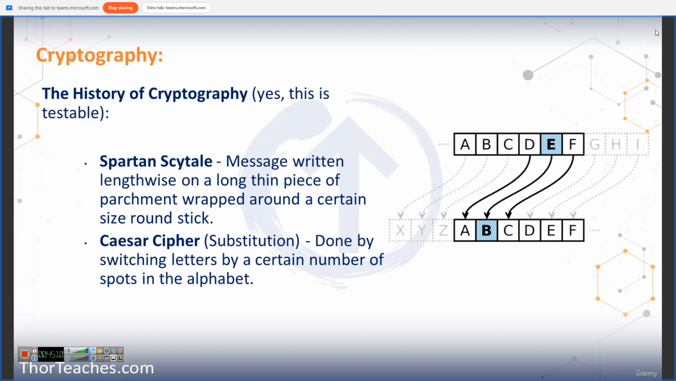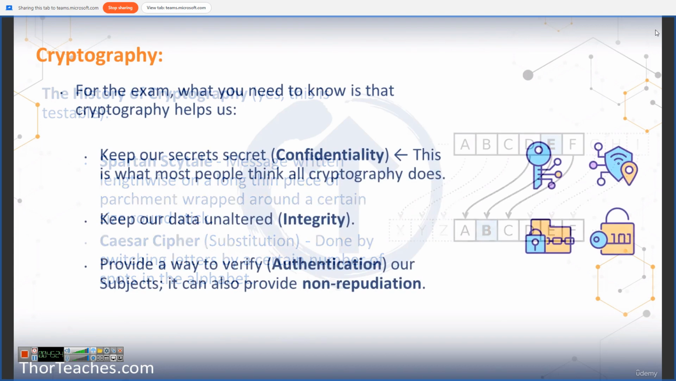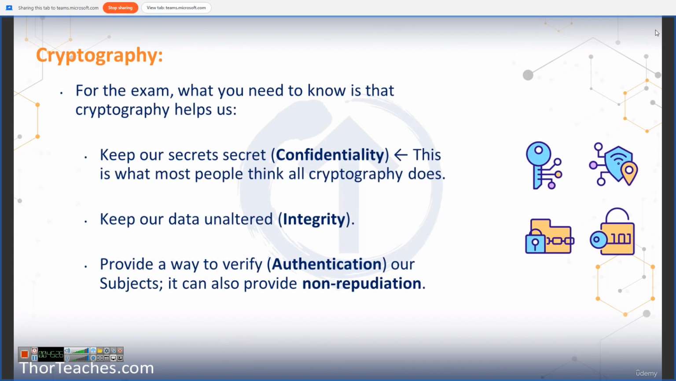Even if that cloth was intercepted, unless they used a stick with exactly the same diameter, they couldn't read the text. Then we had the Caesar cipher. That was the substitution cipher. We just moved the letters a certain amount to the left or to the right in the alphabet. Then we talked a little bit about how most people think that cryptography is only about keeping our secrets secret, but it can also give us integrity, authentication, and non-repudiation. And of course here, we use strong enough encryption that it shouldn't be breakable within a reasonable amount of time. Now, how long that is and how strong that is depends on what we are protecting.